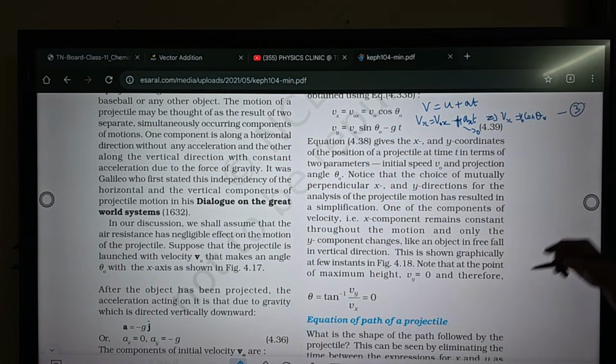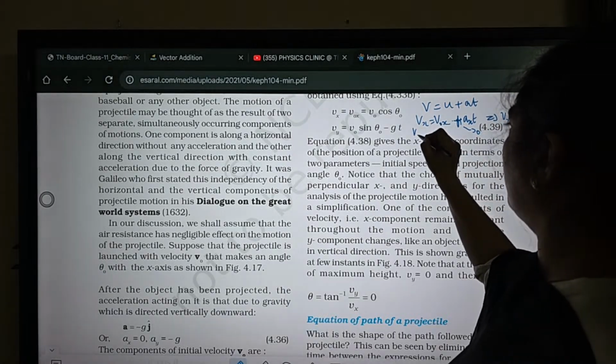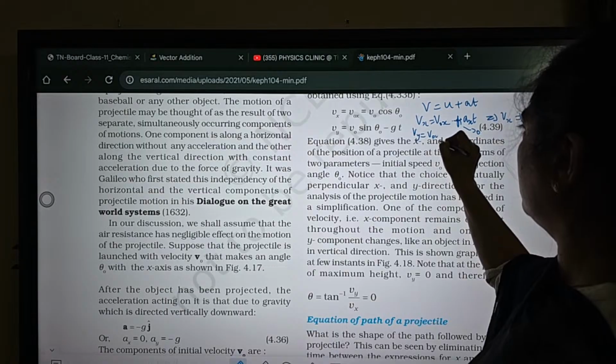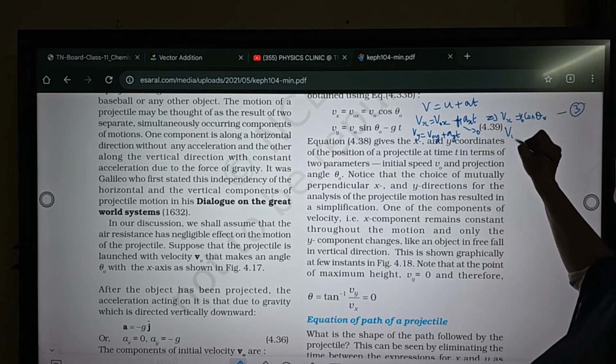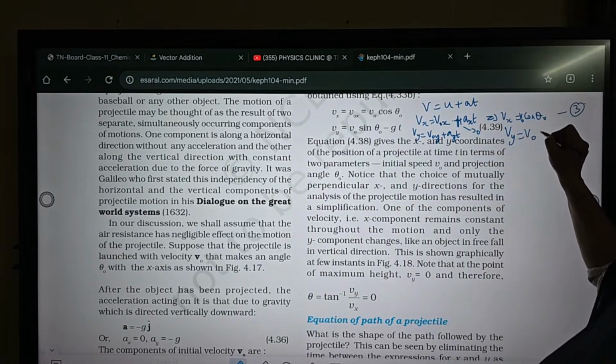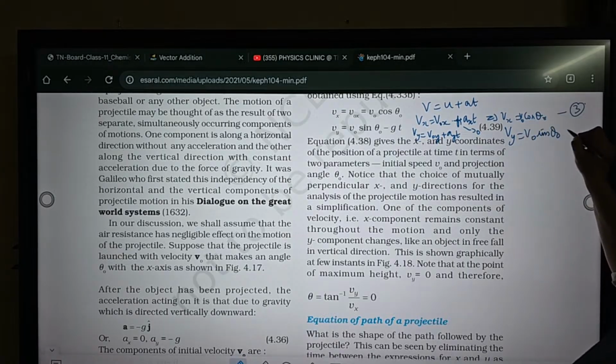In the same way, Vy. What is Vy here? Vy equal to V naught y plus ay t. Right? So Vy equal to V naught sin theta naught minus g t. So this is the fourth equation. Is it clear for you?